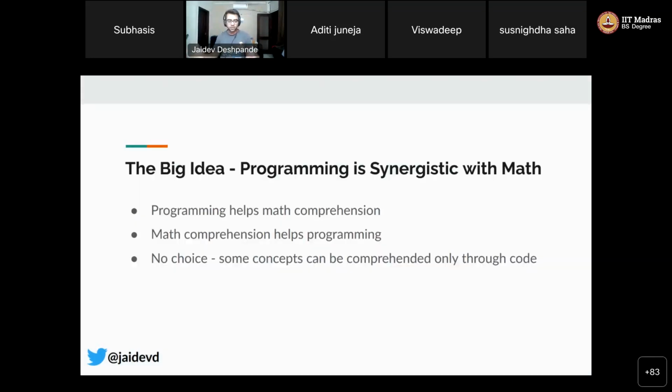So why do we even care about programming? Basically, the big idea is that programming is highly synergistic with math. What that means is that being a decent programmer and being a good mathematical problem solver often tend to go hand in hand, right? Primarily because programming helps math comprehension. There are some results or concepts that are better understood if you can write the code for them.